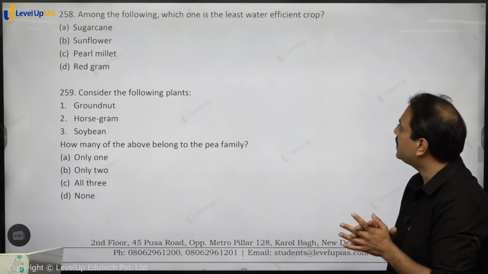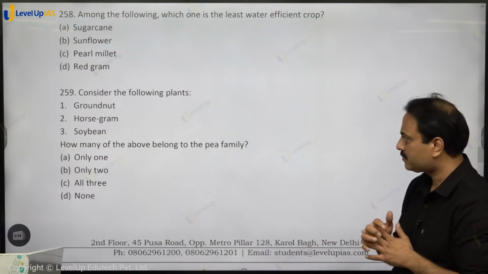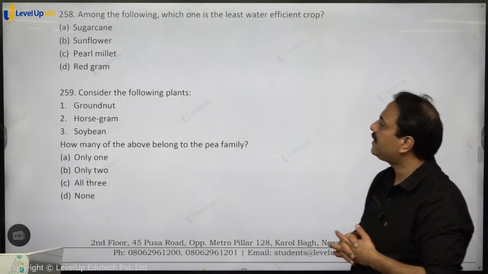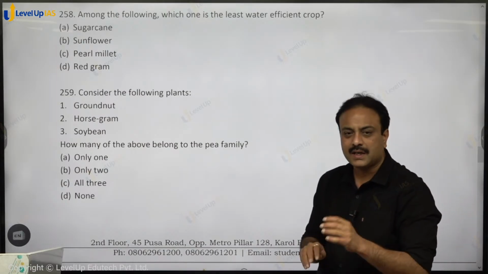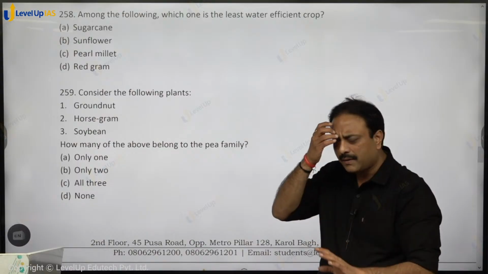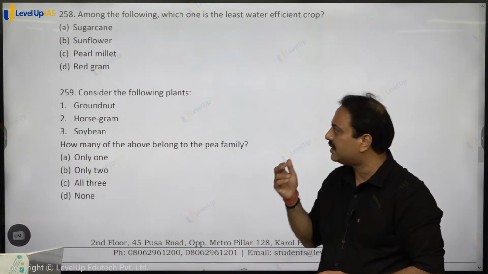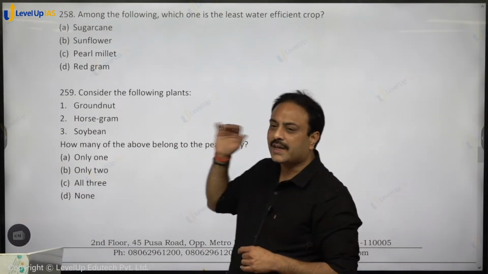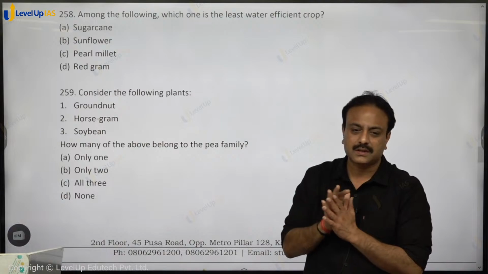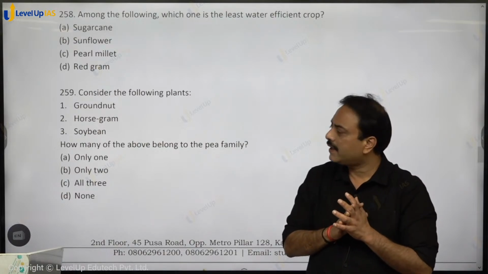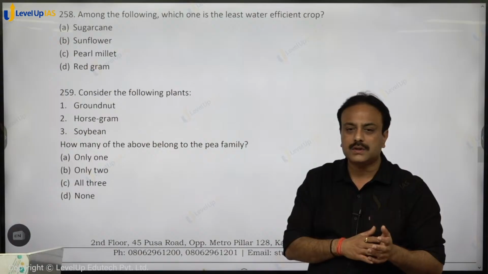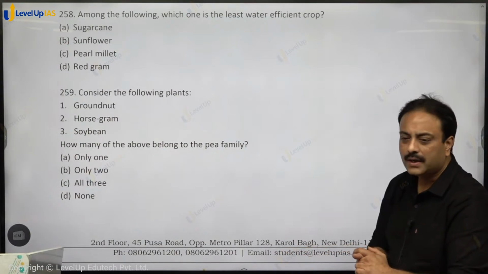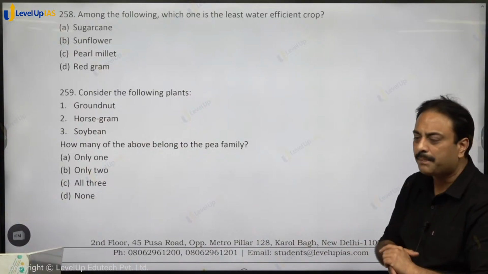Among the following, which one is the least water efficient crop? Sugarcane, sunflower, pearl millet, red gram. Now pearl millet and red gram are rain fed, so they grow with very little rain. Much less water is utilized. Sunflower requires some water, but if we compare sugarcane and sunflower, the difference is 3 times. Sugarcane requires 3 times the water required to grow sunflower. Sunflower is 1/3 of sugarcane. So maximum water is required for sugarcane. So our answer is option A for apple, sugarcane.